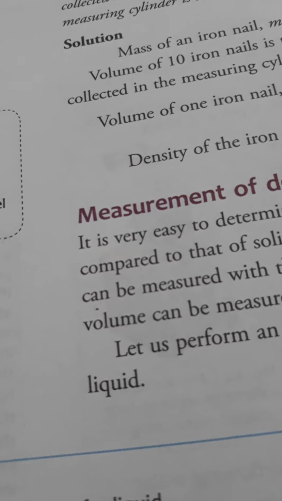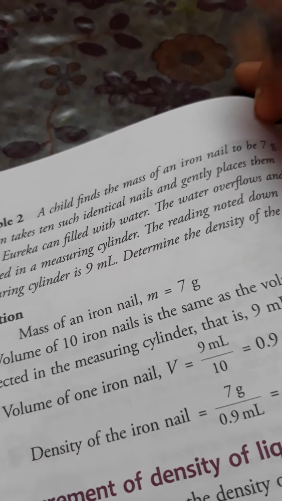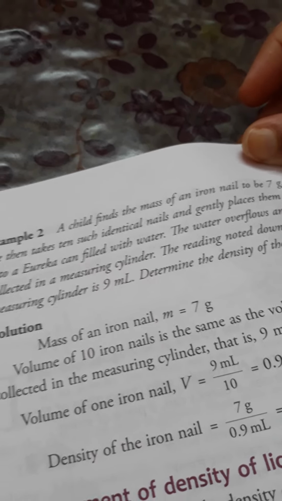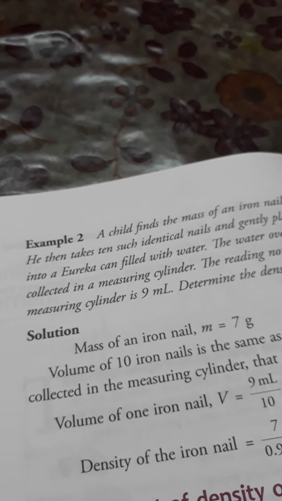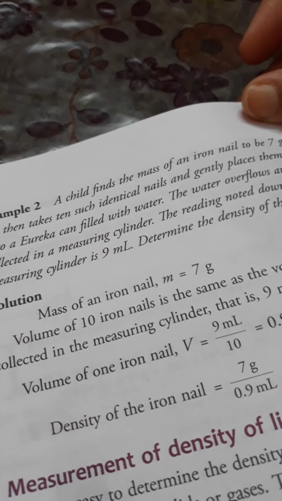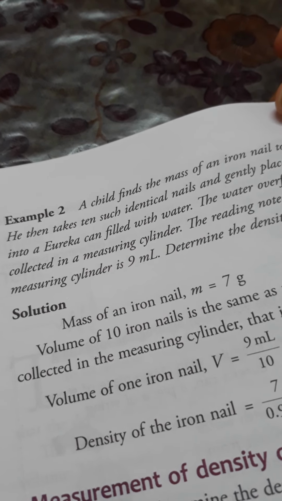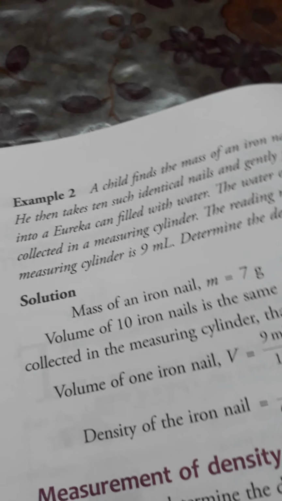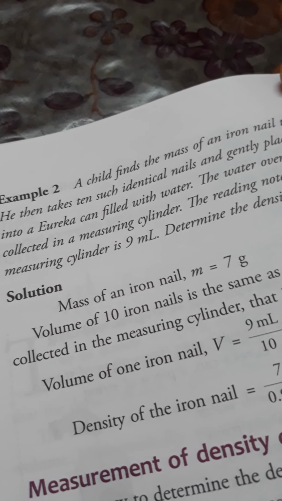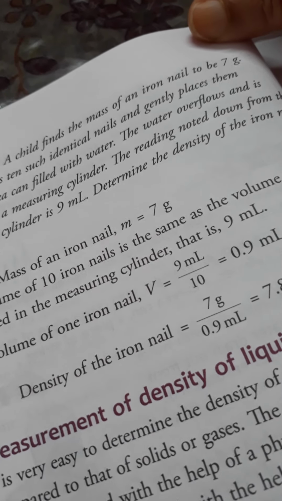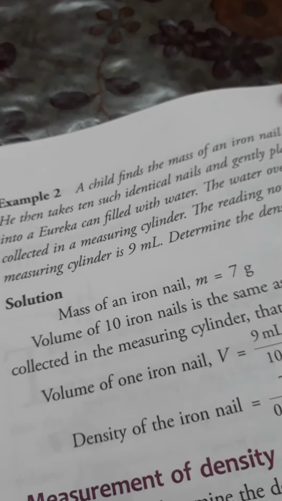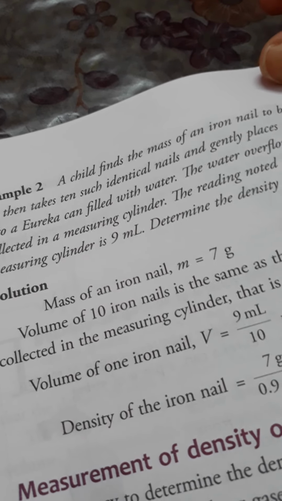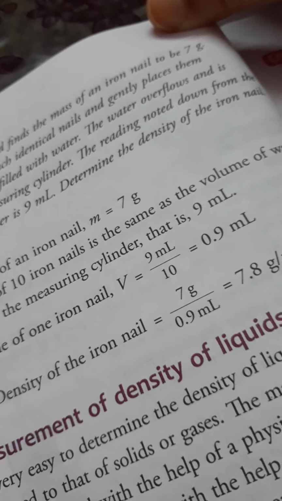Let's see example 2. A child finds the mass of an iron nail to be 7 gram. He then takes 10 such identical nails and gently places them into a Eureka can filled with water. The water overflows and is collected in a measuring cylinder. The reading noted down from the measuring cylinder is 9 ml. Determine the density of the iron nail.